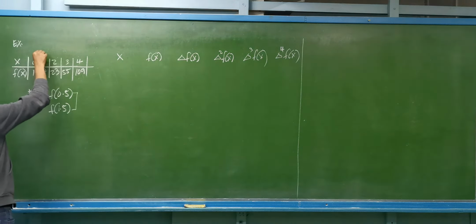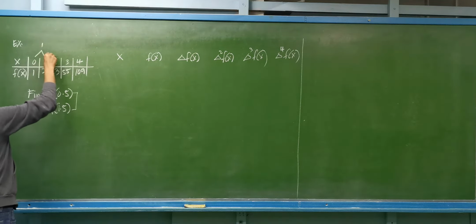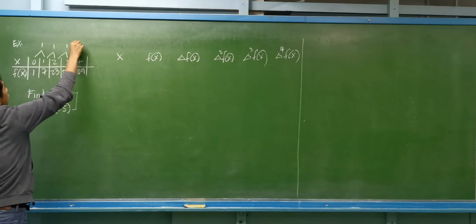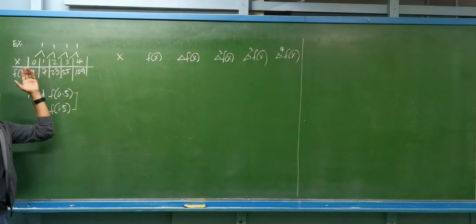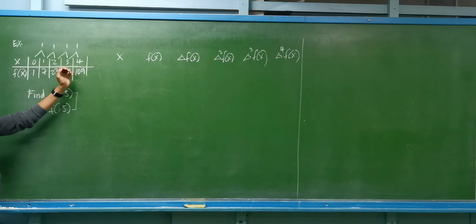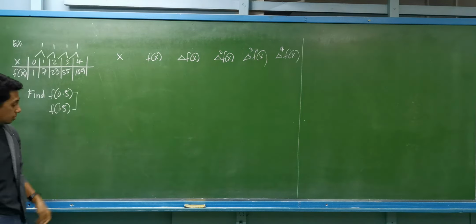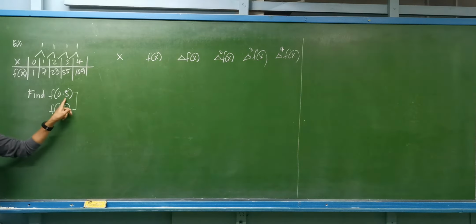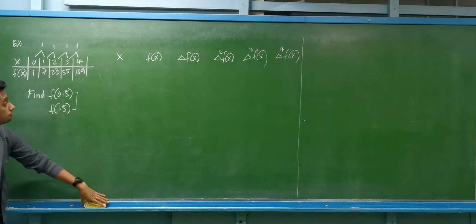For example, 0 to 1 is 1, 1 to 2 is also 1, 2 to 3 is 1, and 3 to 4 is also a difference of 1. We have a constant difference between the values of x. Then, for example, we are required to determine the equivalent of f of 0.5 and f of 1.5.